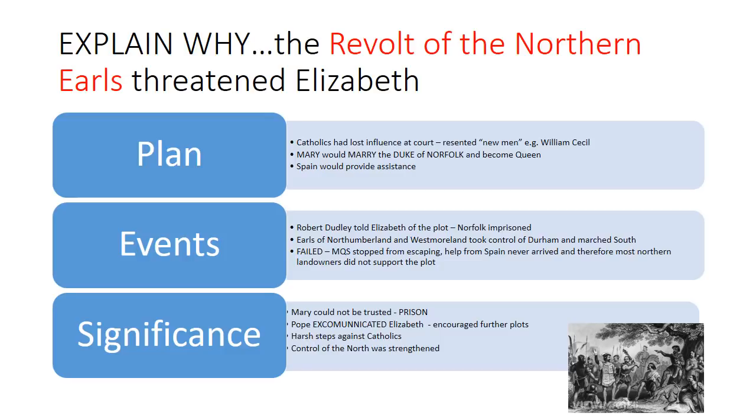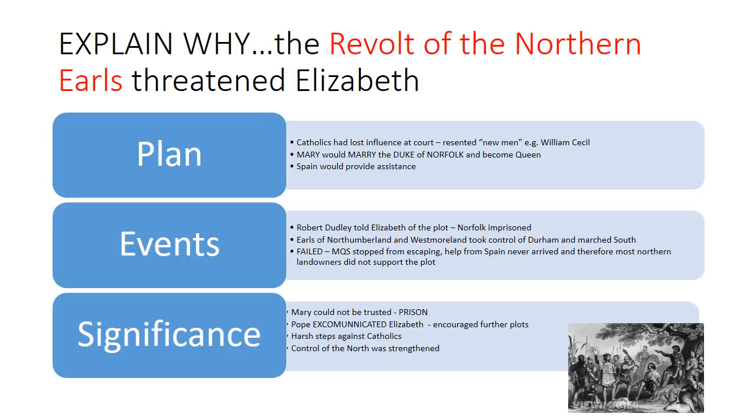So the plan was that Mary would marry the Duke of Norfolk, who was the richest landowner in England, and as a pair, with his wealth and her legitimate claim, she would become queen. And Spain was persuaded to provide assistance to this. Now, what happened was Robert Dudley, who was close to Elizabeth, told her of the plot. Norfolk was put in prison.